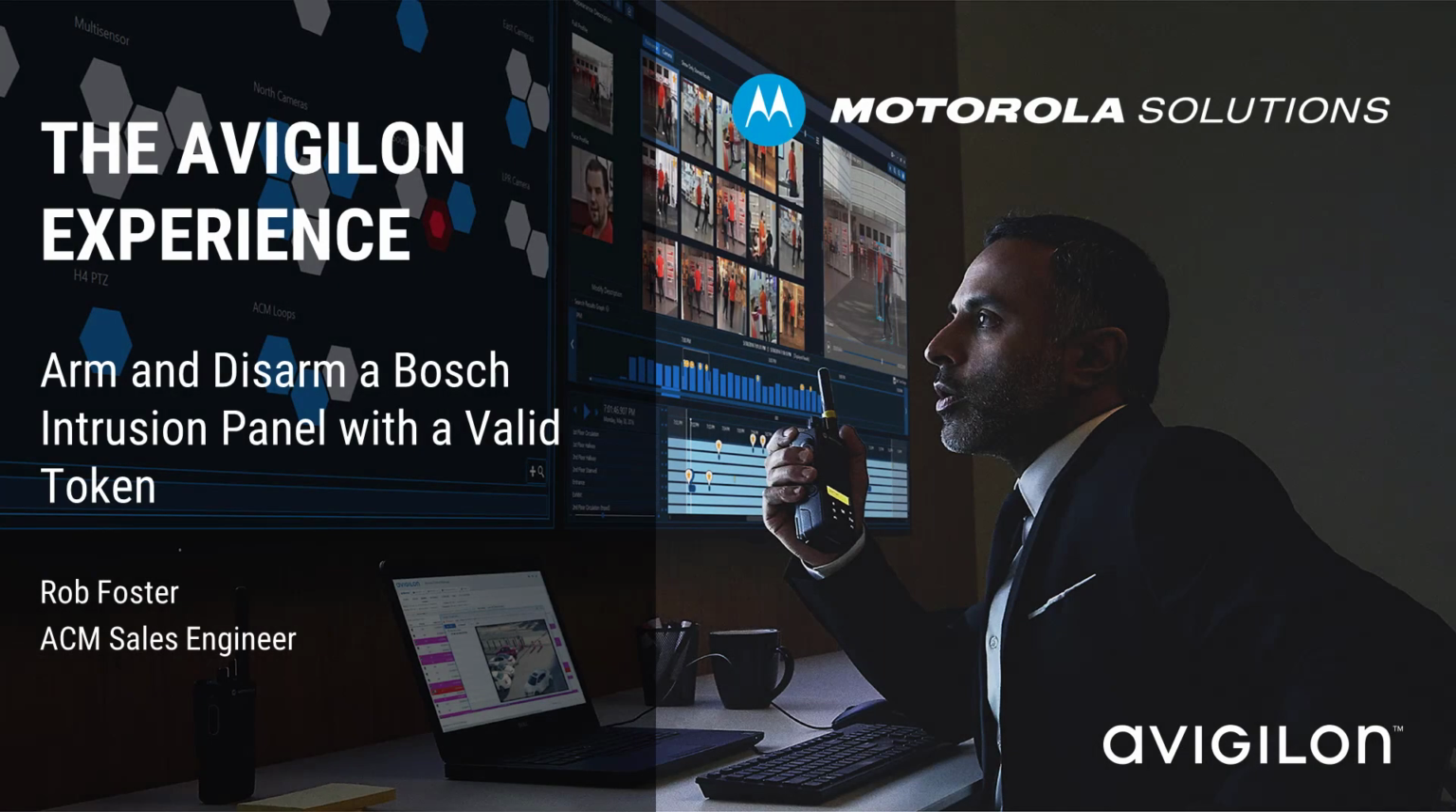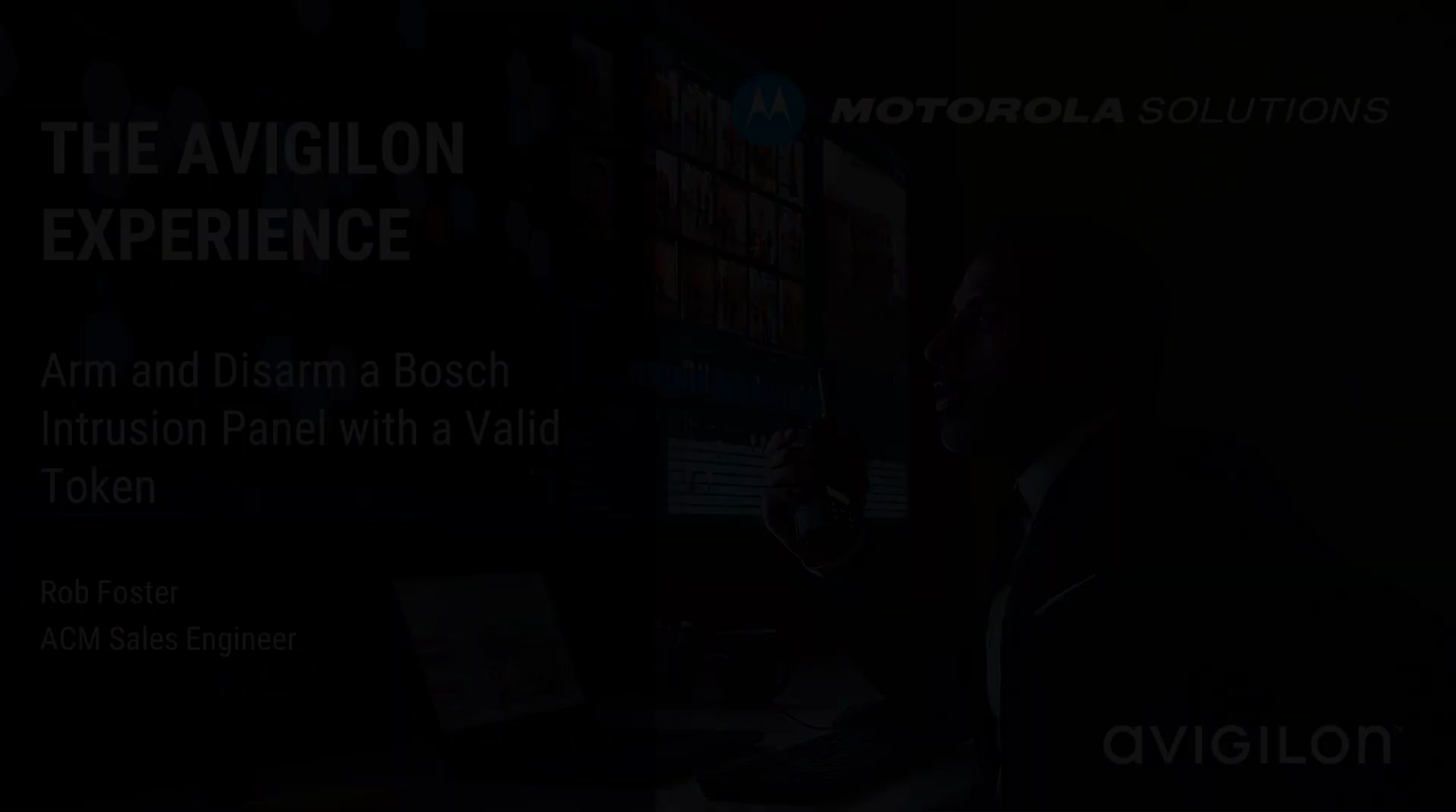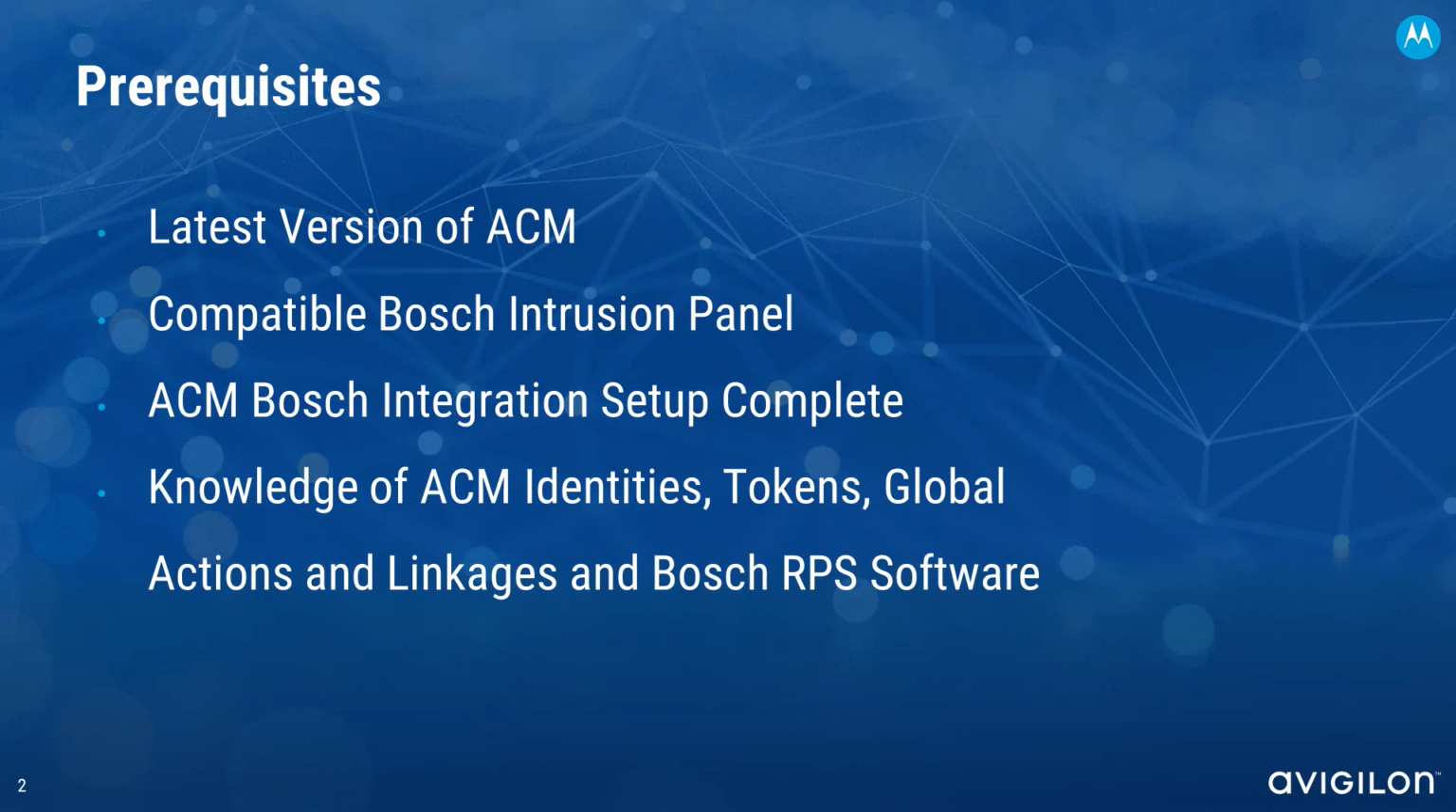Today we're going to talk about how to arm and disarm a Bosch Intrusion panel with a valid token. Before we get started, let's cover a few prerequisites. First, you want to run the latest version of ACM.